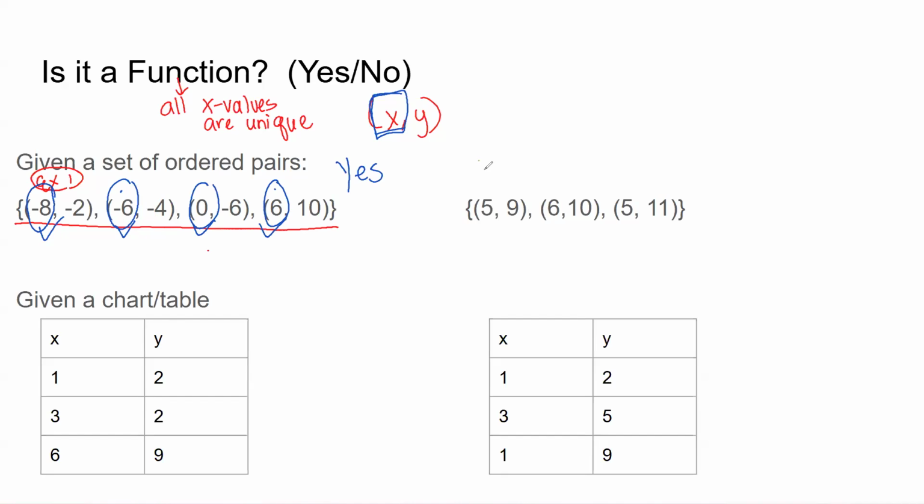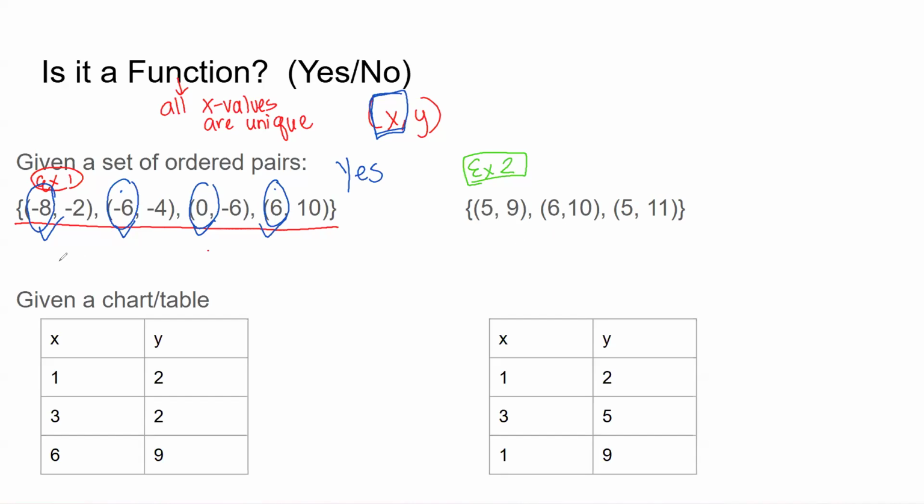Let's look over here, example 2. I've given us another set of ordered pairs. Remember in upper level math, these squiggly braces mean it's a set. So again, these are good points. Here in example 2, we could graph it if we really wanted to. They're fine, but is it a function?